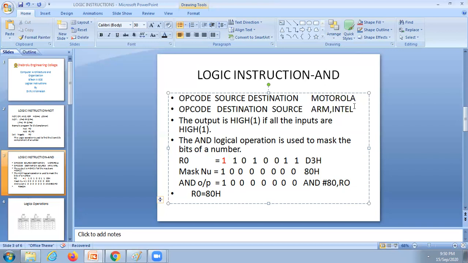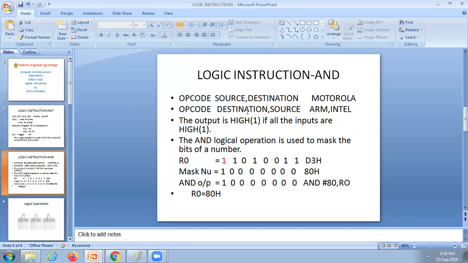In the case of ARM and Intel, the format will be opcode followed by destination followed by source. Whereas in Motorola, the syntax will be opcode followed by source comma destination. In ARM and Intel processors, it is opcode followed by destination comma source. These are the logical operations which are going to be addressed for any CPU.